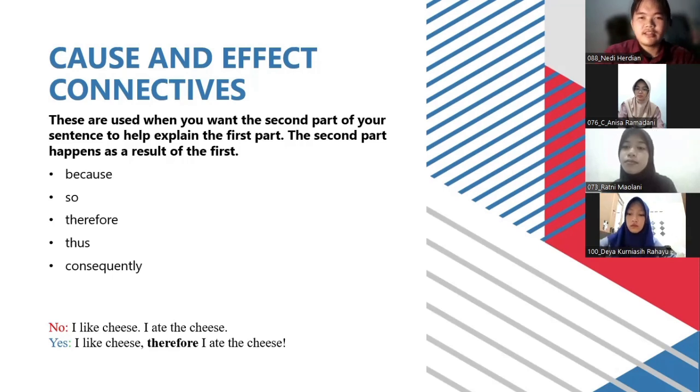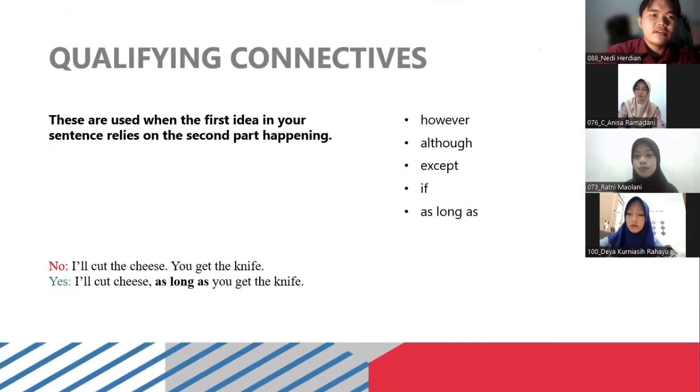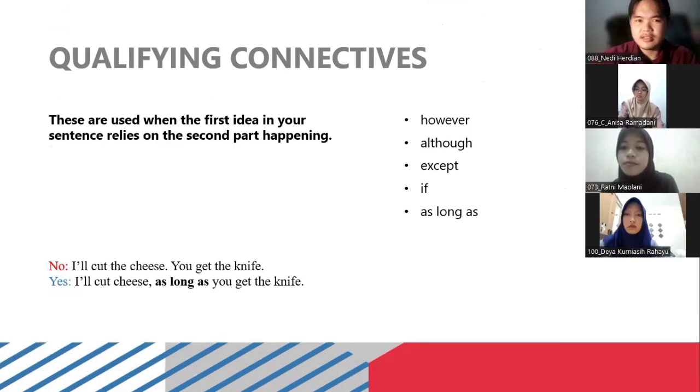And the next connectives is qualifying connectives. These connectives are used when the first idea in your sentence relies on the second part happening. The list of the words are however, although, except, if, and as long as. For example, I'll cut cheese as long as you get the knife. Or I'll go to the campus faster if I use a motorcycle. Thank you.